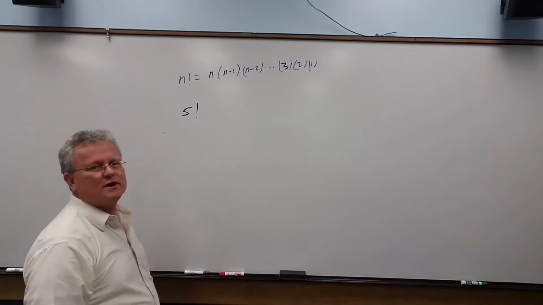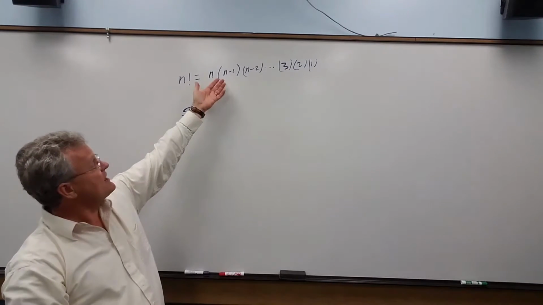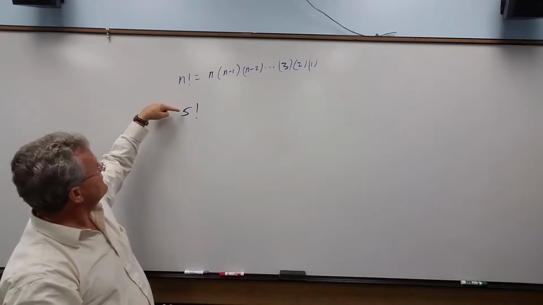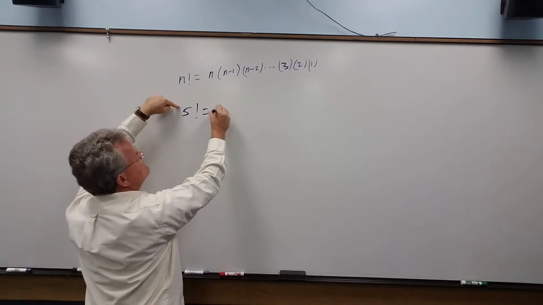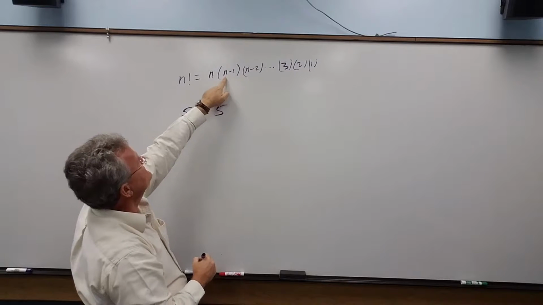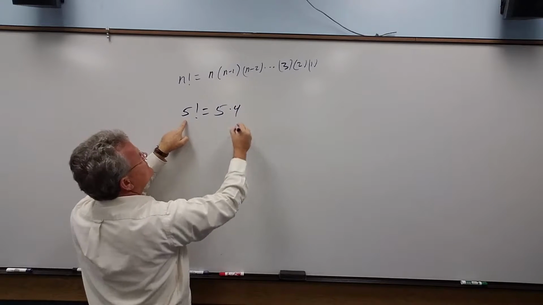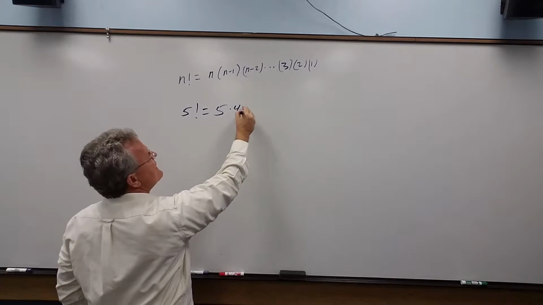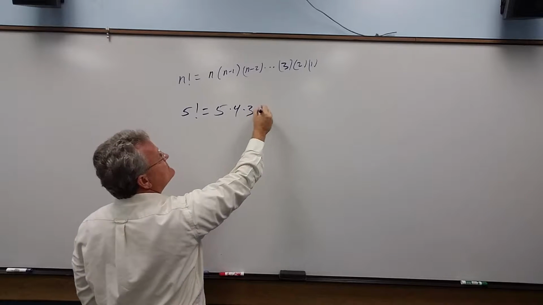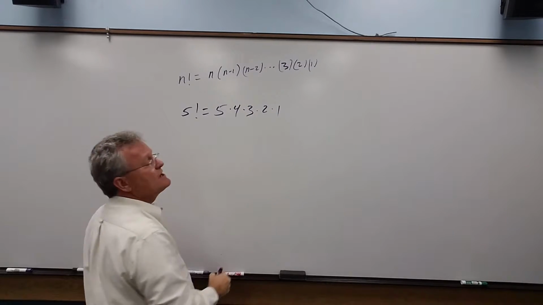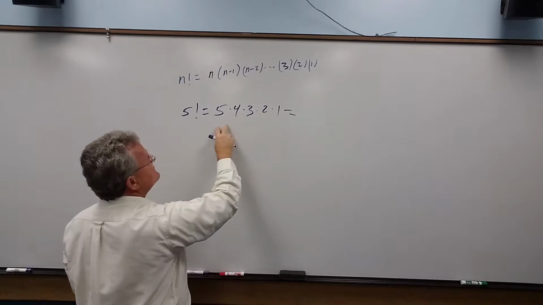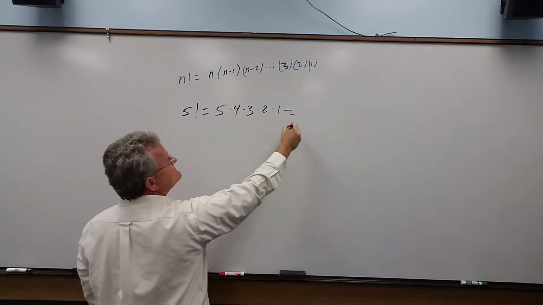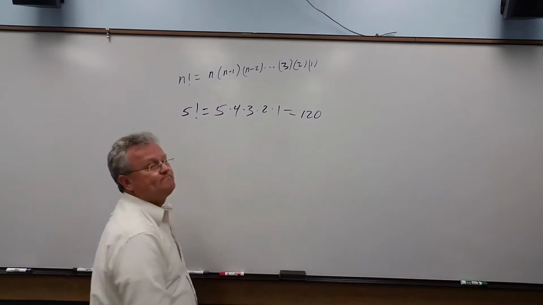I say, all right, so what is 5 factorial if we apply this? Well, we have n factorial, so n is 5. 1 less than 5 is 4. 2 less than 5 is 3, down to 2 times 1. And then we evaluate this and we get, what do we get here? 20 times 6 is 120.